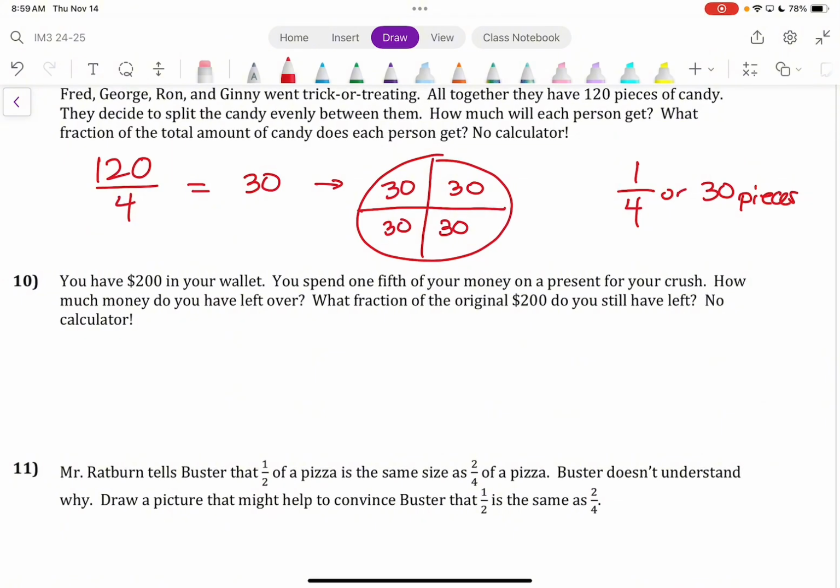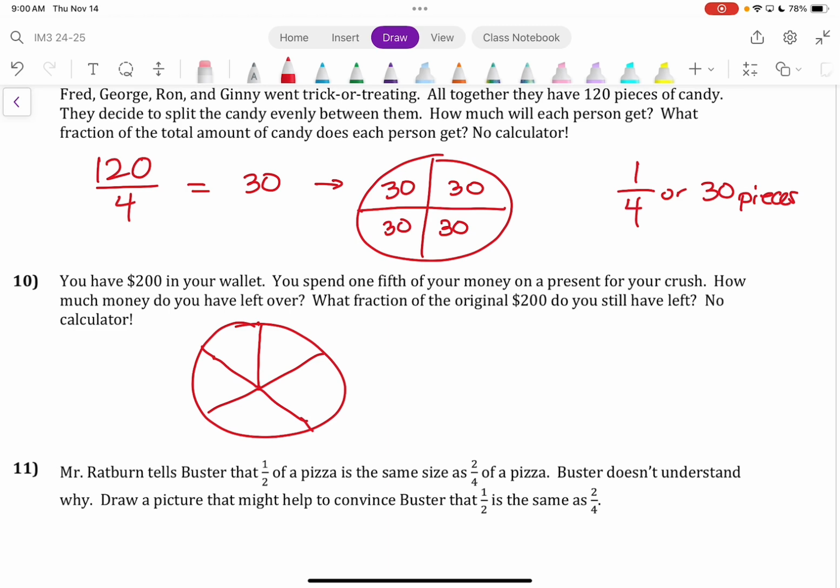All right. Let's look at the next one. You have $200 in your wallet. You spend 1/5 of your money on a present for your crush. It's a lot of money to spend. I wouldn't recommend spending that much. How much money do you have left over? What fraction of the original 200 do you still have left over? So let's say that this circle represents all your money, right? So this would be split into fifths. 1, 2, 3, 4, 5.